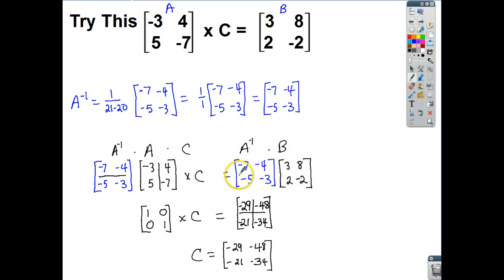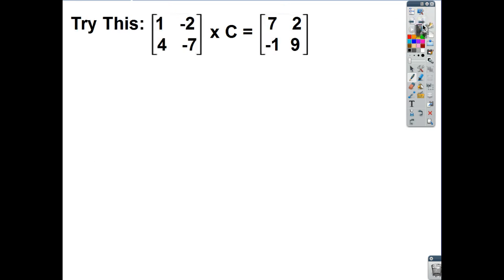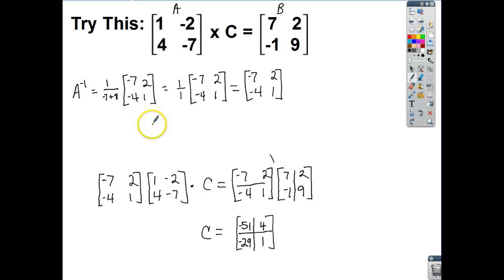And of course, we broke this one up into rows and this one up into columns. And then we got negative 29, negative 48, negative 21, and negative 34. That's our answer. Okay. And let's try one more of these. Okay, coming back to you on this problem, we'll designate this first one as being A and this last one as being B, as we did in the last problem.